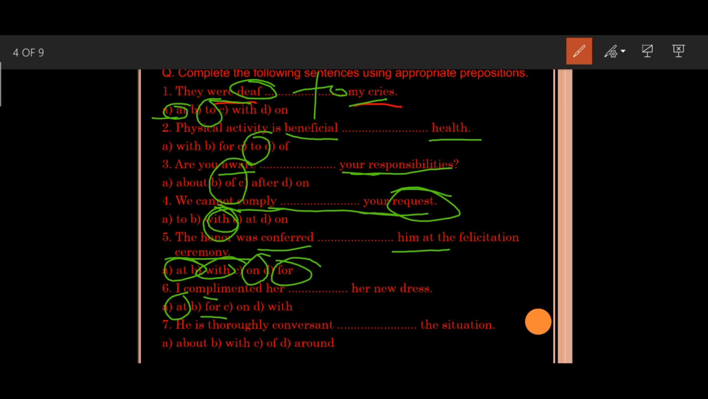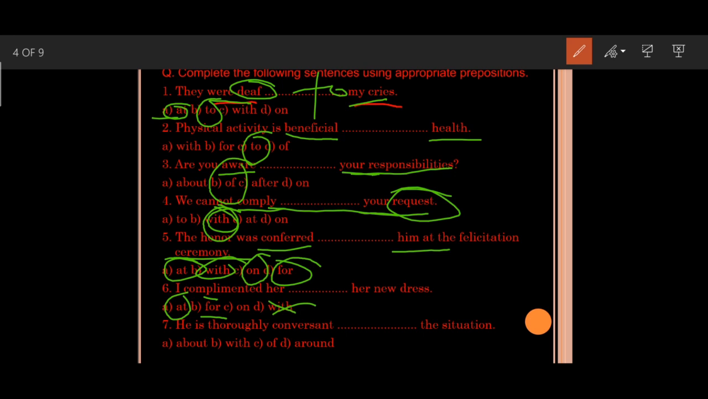Now just convert this sentence in your Hindi language. So what will it be? मैंने उसको उसके न्यू ड्रेस पे कॉम्प्लीमेंट किया. Alright, मैंने उसको उसके न्यू ड्रेस के साथ कॉम्प्लीमेंट किया. That is not right. So with has no option of being the right answer.